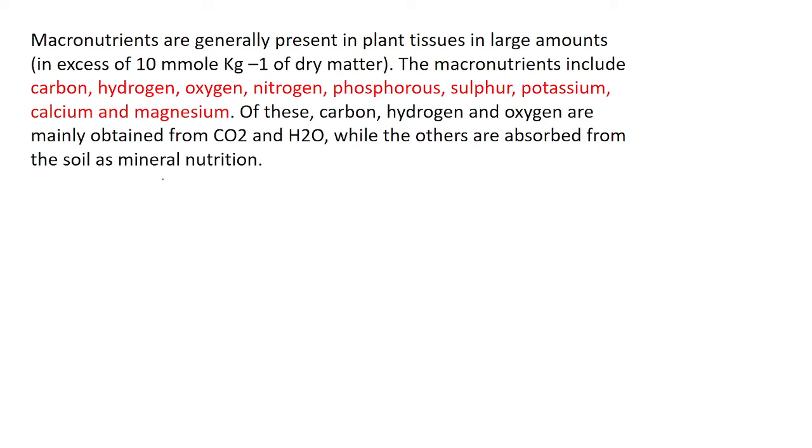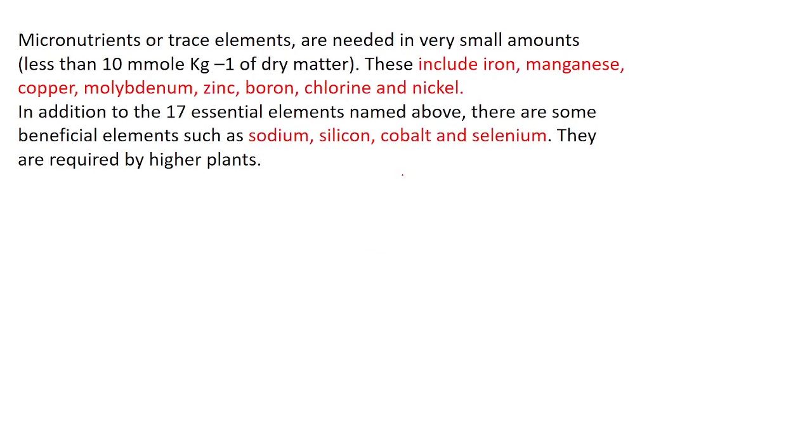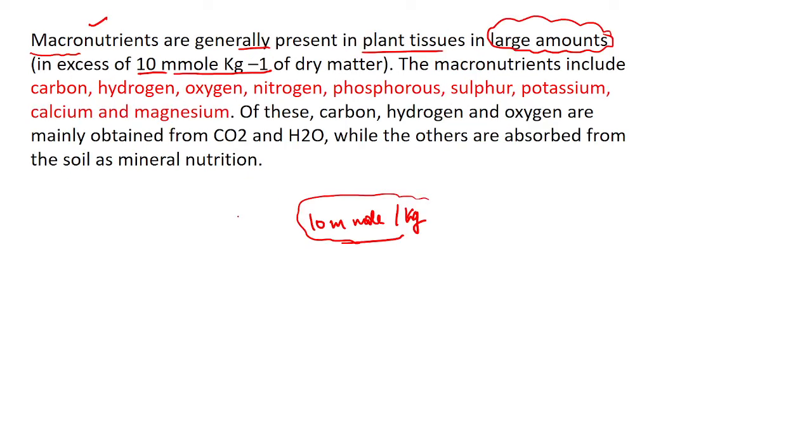Fine. So here is the definition of macronutrients. Macro means large amount and micro means small amount. So macronutrients are generally present in plant tissue in large amount. Macro, as the word says, they are needed in large amount. And what is that amount? In excess of 10 millimole per kg of the dry matter. So this much is the requirement for macronutrients. If we talk about micronutrients, they are needed in less than 10 millimole per kilogram of dry matter.